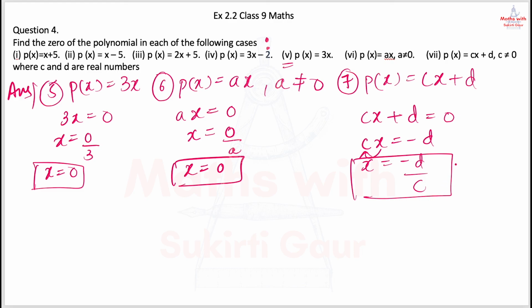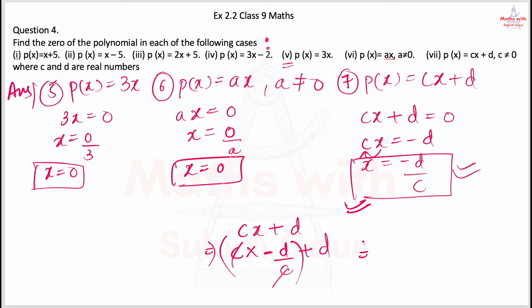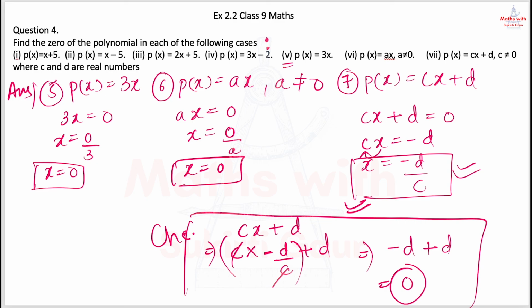We can also check, is this the correct answer? Put this value, if we are saying that this is the 0 of the polynomial, then put the value of x in the polynomial, and if we are getting it 0, then we are correct. C into x, that is minus d by c plus d. C got cancelled, and we are getting minus d plus d. It gives us 0. So this was only the check. Question has not asked us, but I am just doing it to clear your concepts.